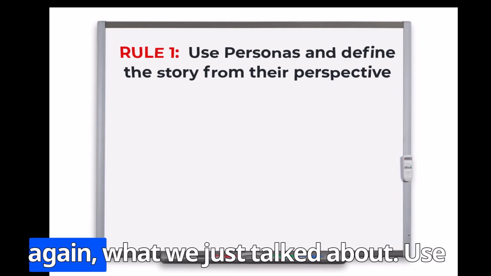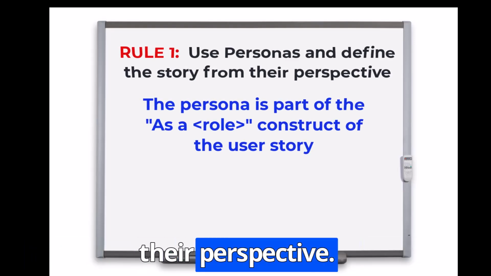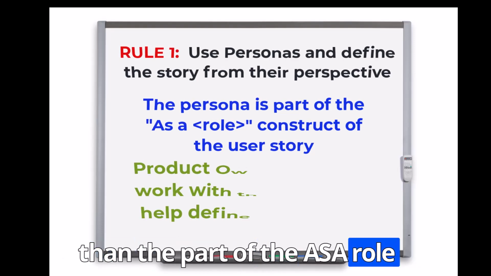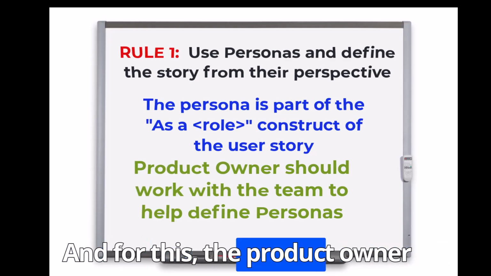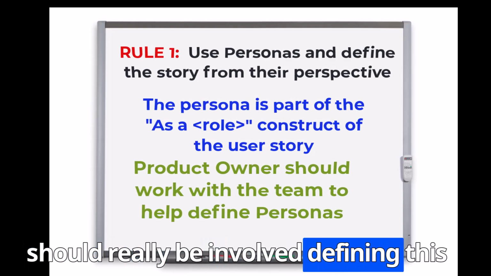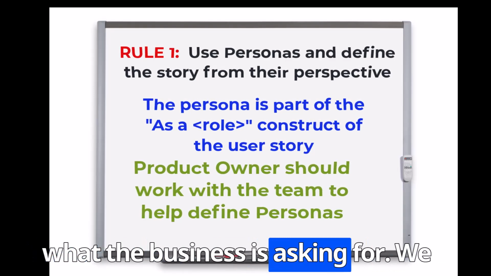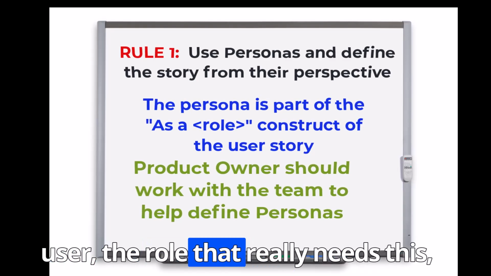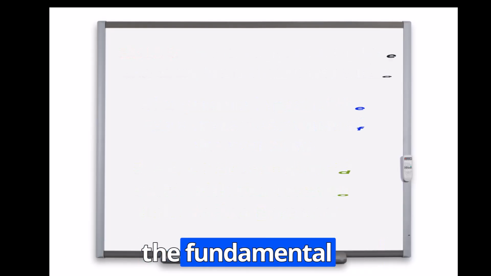The first is again what we just talked about. Use personas to define the story from their perspective. And the persona is nothing more than the part of the "as a" role construct. So, as a user, a system user. And for this, the product owner should really be involved in defining this persona, because again, this is going to justify what the business is asking for. We need to determine the persona, the user, the role that really needs this so that we truly understand the story and the fundamental requirement.